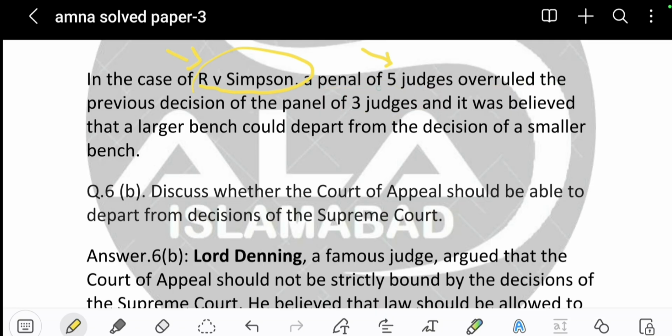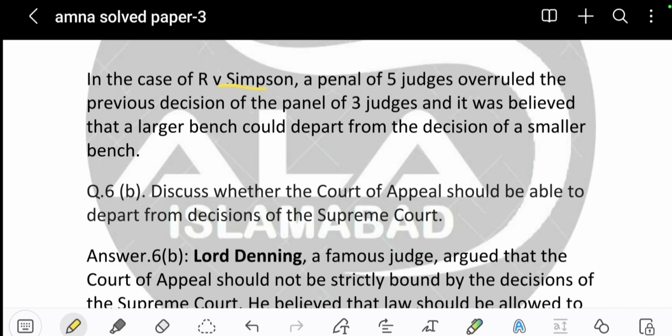They thought that the panel of 5 judges is more, and they thought that they should not follow the decision of the panel of 3 judges, because they believed that a larger bench could depart from the decision of the smaller bench. So this had happened in the R.V. Simpson case. So if you add this case law and explain it like that, you will definitely get 1 or 2 marks from here. So this is how you will get 4 marks, by adding the case laws and all the detail.